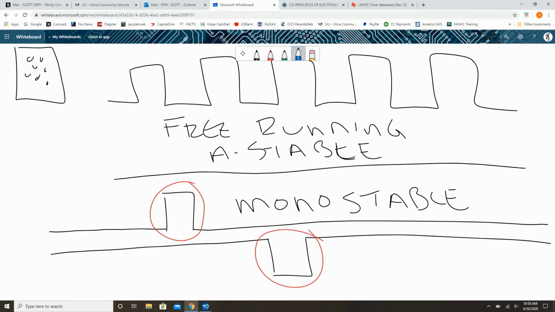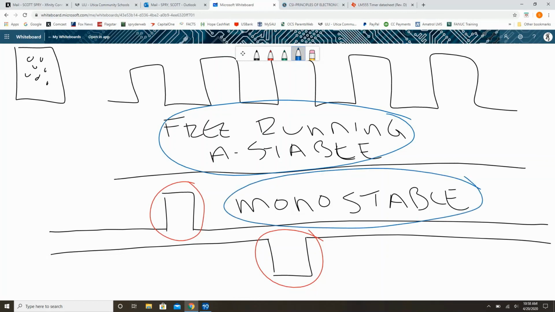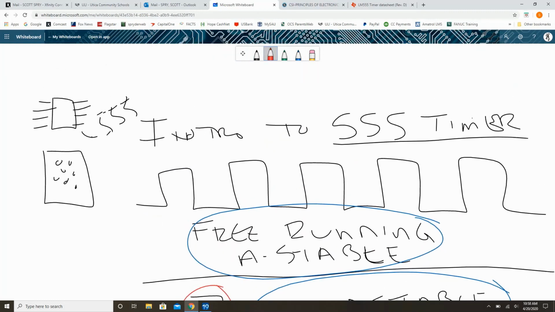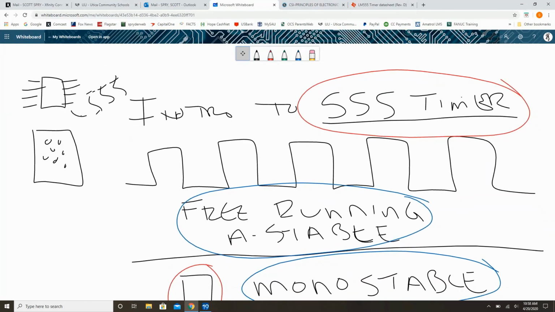Okay, so we now will dive into the spec to figure out how to do a free running A-stable and a single monostable waveform using our 555 timer. I'm getting used to this whiteboard thing. Okay, there's your quick introduction. Now let's get to the spec.